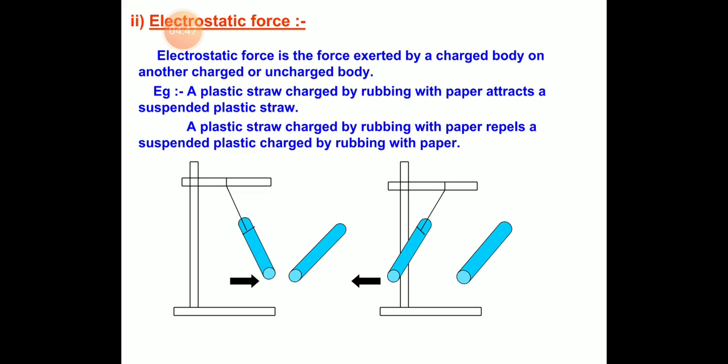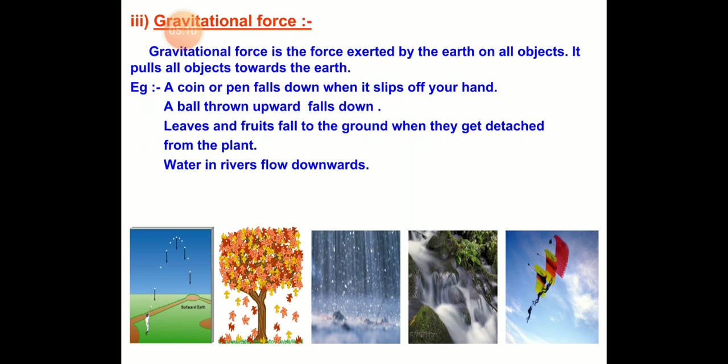Electrostatic force is the force exerted by a charged body on another charged body or uncharged body. So you can see that a plastic straw charged by rubbing with paper attracts a suspended plastic straw. A plastic straw charged by rubbing with paper repels a suspended plastic straw charged by rubbing with paper. So this is electrostatic force.